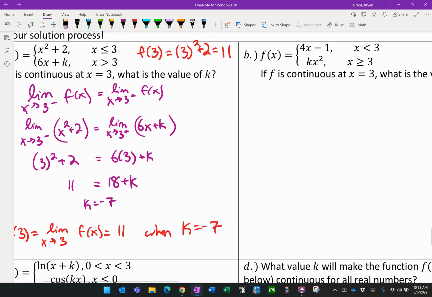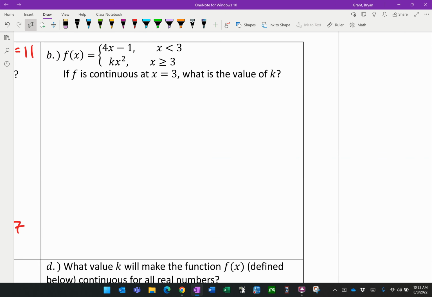All right, let's go ahead and look at b. F is continuous. What's the value of k? We get the idea now. I'll start with that f of 3 up here. Nothing too surprising. Which function? That's this one down here, right? So this one's a little different. We do k times 3 squared. So this is actually 9k. A point will exist as long as we have a value of k. But we can come back to that.